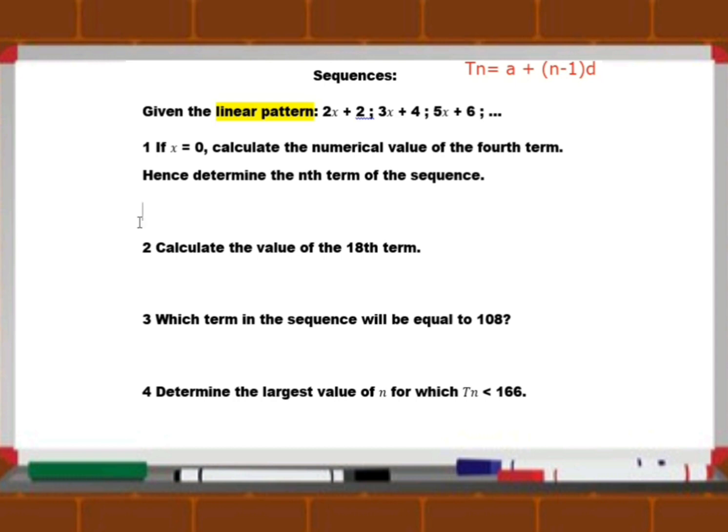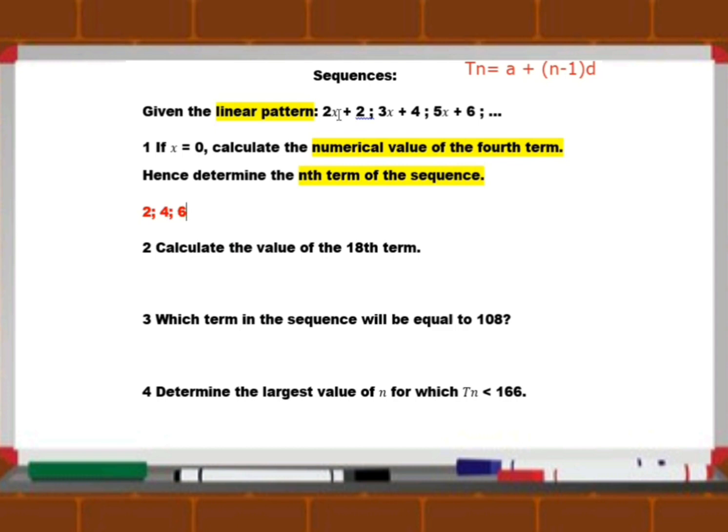It says if x is 0, calculate the numeric value of the fourth term, hence determine the nth term of the sequence. So this question is twofold. First, you have to calculate the numeric value of the fourth term, and then you have to determine the nth term of the sequence. So it means that if x is equal to 0, you're going to be left with 2, you're going to be left with 4, you're going to be left with 6.